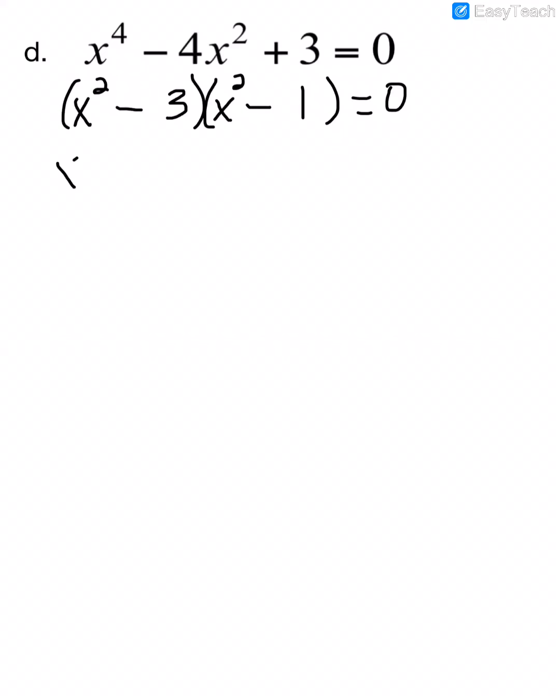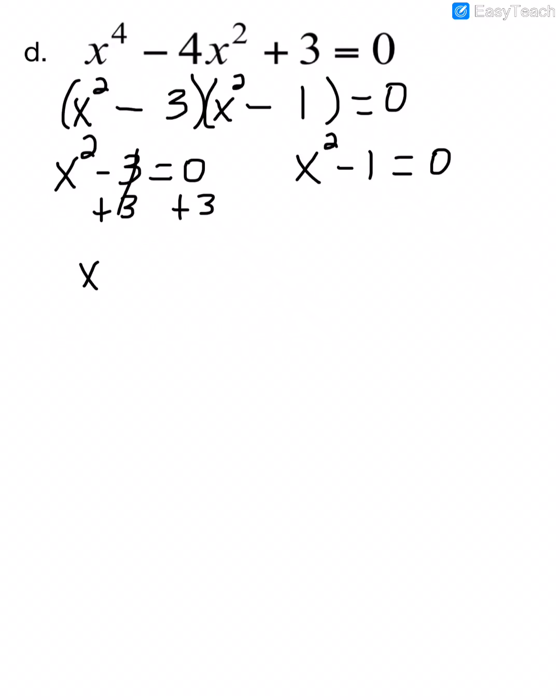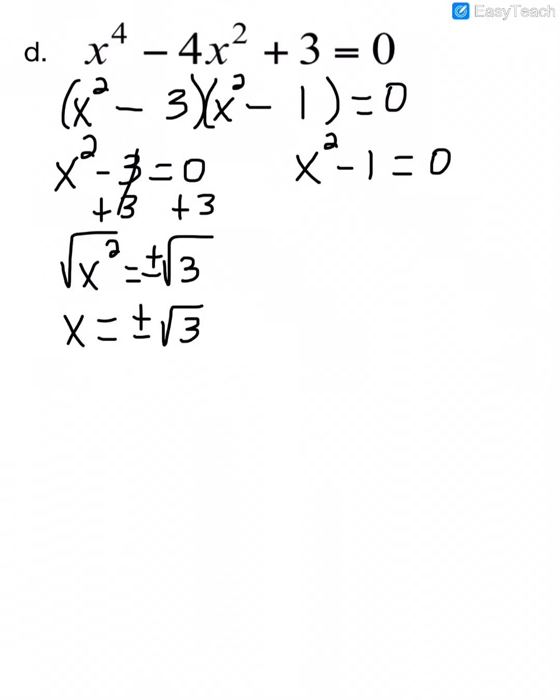Okay, so let me set these equal to 0. x squared minus 3 equals 0, and x squared minus 1 equals 0. Okay, so to solve this, I'm going to add 3 to both sides. And I have x squared equals 3. And then I'm going to use the square root method. I'm going to take the square root of both sides. And I get x equals plus or minus the square root of 3. That's two solutions, positive square root of 3 and negative square root of 3.